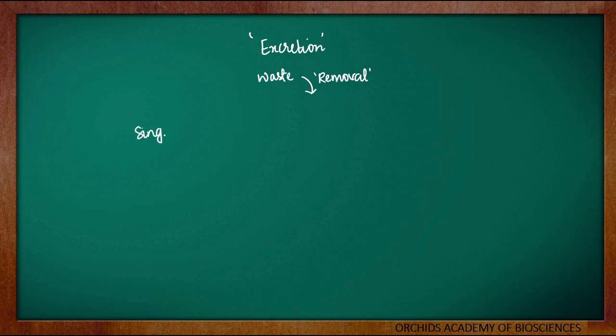In single-celled organisms, excretion is done by the process of diffusion. Like in the case of amoeba, simply by diffusion from the cytoplasm, the waste is removed into the surroundings. Whereas in multicellular organisms, the process of excretion is not as simple as diffusion; they have some complex organs which perform the process of excretion.